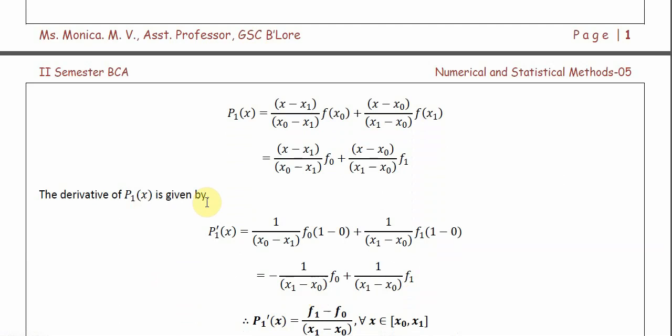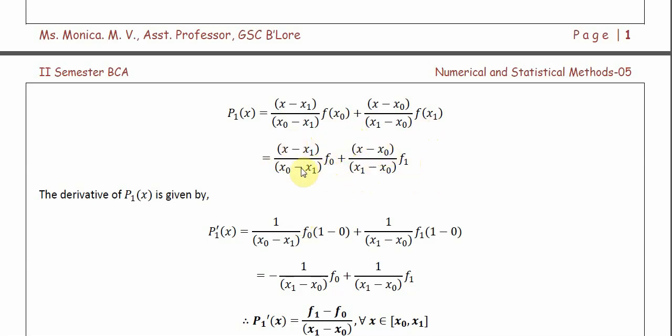Our idea is to find the derivative of this function. Therefore, we simply differentiate this function. What are the constants here? These are all the values which are given, x0 and x1 and f of x0 and f of x1. These are the values which are given. Therefore, this denominator and f0 is a number. This denominator and f1 is a number. The only variable here is this x minus x1 and x minus x0.